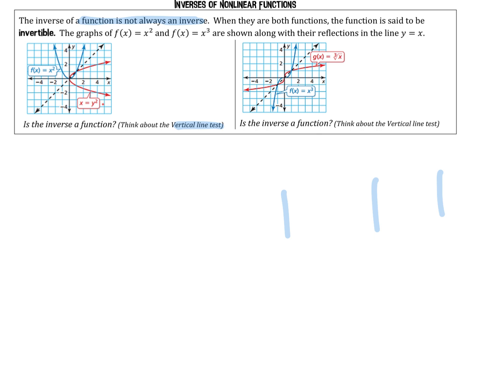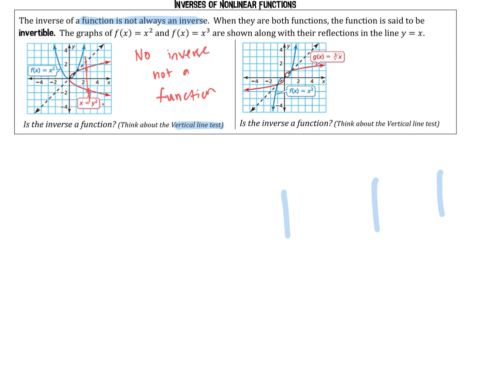The original function, x squared, passes the vertical line test, so it is in fact a function. Does the red function pass the vertical line test? Well, no. If I drew a vertical line, it would cross the function twice. So no, the inverse is not a function. That doesn't mean it doesn't exist. I see it right there. The inverse is x equals y squared, but that inverse is not a function.